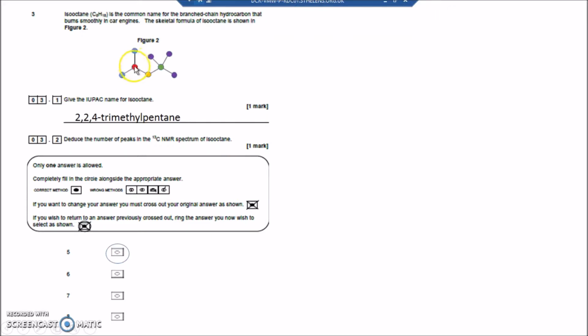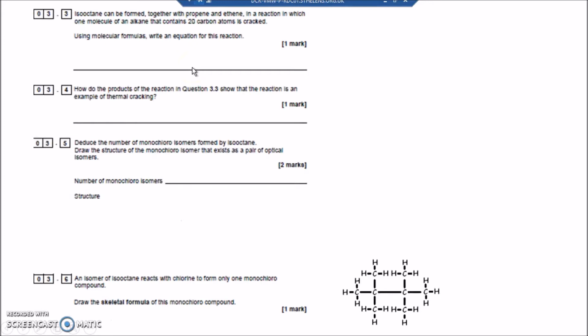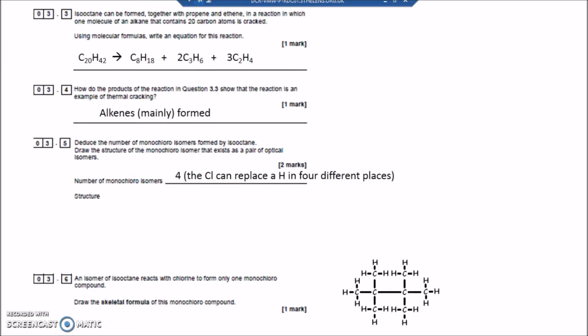There's an H on that red carbon, so it could be that one, so that's 1. There are 2 H's on that one, so it could be 3. Now that carbon's already got 4 bonds, so it's got no H's, it's got carbons either way, so that one doesn't count. These ones have each got 3 hydrogens, but they're all the same, so it doesn't matter which hydrogen I replace with a Cl, it's going to produce the same chemical. So I've got 1, 2, 3, 4. 4 different ways that the Cl can replace an H.